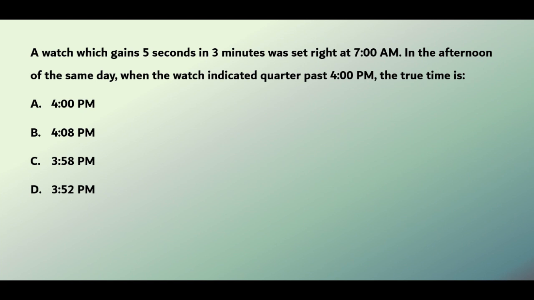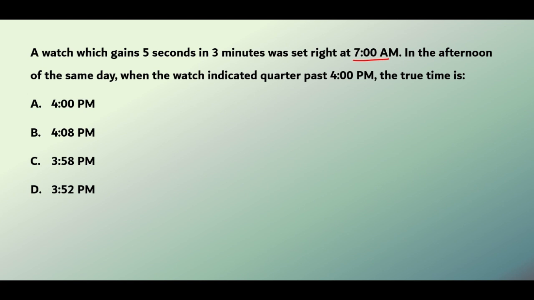A watch which gains 5 seconds in 3 minutes was set right at 7 a.m. In the afternoon of the same day, when the watch indicated 4:15 p.m., the true time is 4 p.m., 4:08 p.m., 3:58 p.m., or 3:52 p.m.